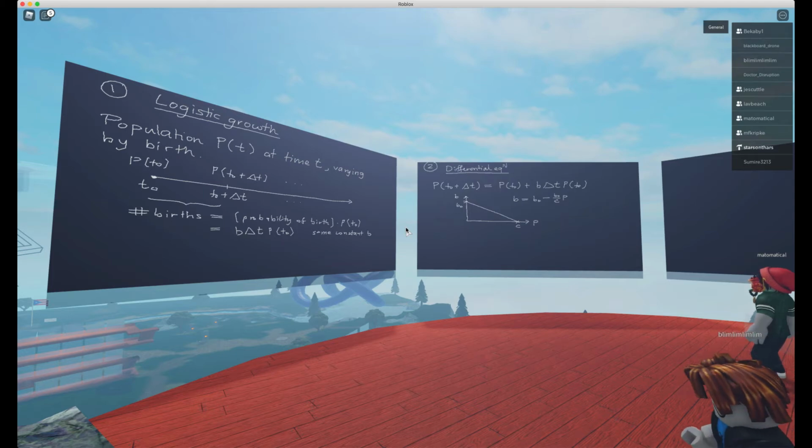Okay, so that means that I can continue this equation to write P(t0 plus delta t) as P(t0) plus, well, let's just factor out the B0, I guess. So it's B0 times (1 minus 1 on C times P).